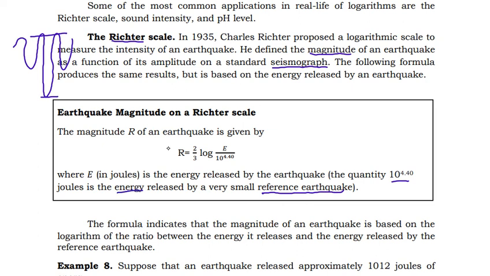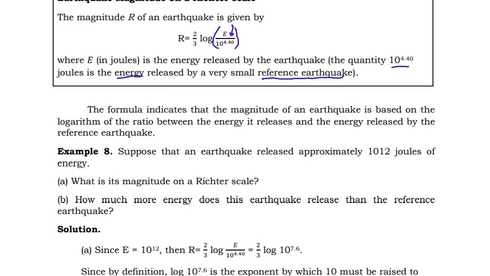Okay, so the magnitude R is referred as R is equals 2/3 log of E over 10 raised to the power of 4.40. So alam natin na ito ay division, so pwede natin siyang i-subtract with logs, or i-simplify muna natin sa loob before natin siya i-simplify using the logarithmic properties. So let's have an example. Suppose that an earthquake released approximately 10 to the power of 12 joules of energy. The question number 1 is, what is its magnitude on a Richter scale?